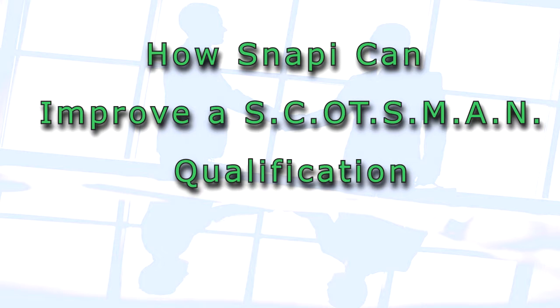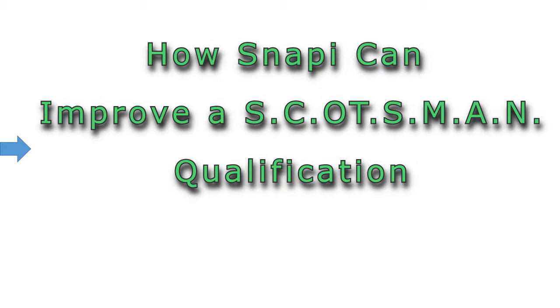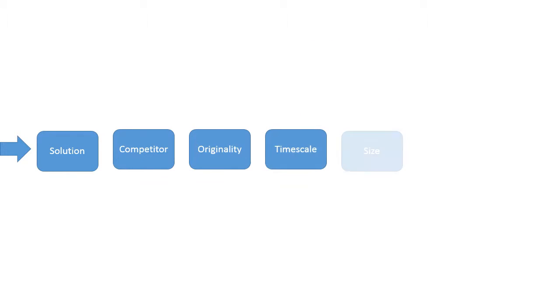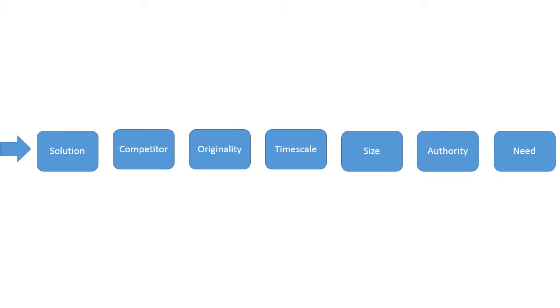I always like to start at the beginning. With Scotsman, we're drawn to start off with the solution criteria, and we follow it through with an examination of competition, originality, timescale, size, money, authority and need. Now this approach may have worked in the good old days when the thinking was, well, we've got a bunch of products, let's go out and sell them.